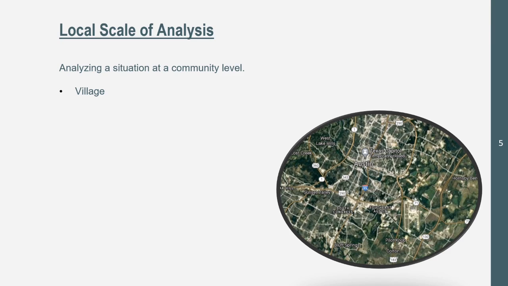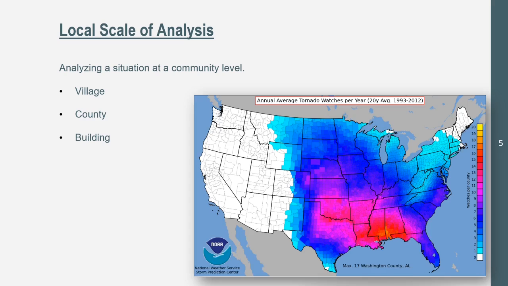So some examples of local scale of analysis could be a village, a county, a building. Here's another local scale of analysis. We're looking at the county level of tornado watches per year from 1993 to 2012. All right, so we're looking at a national scale. We're just looking at one country, national level. And then we're looking at a local scale of analysis.